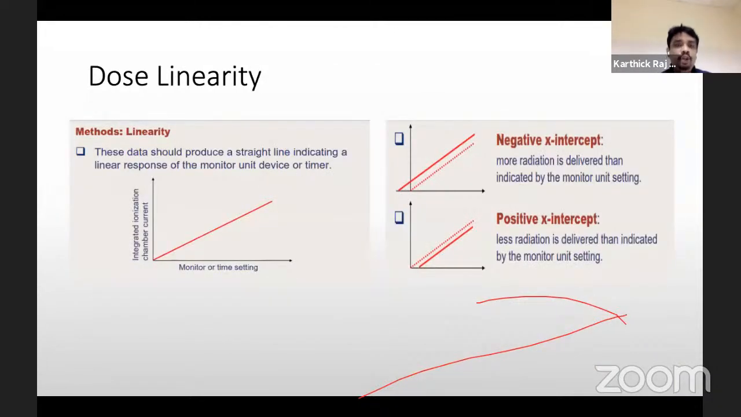Again, an important thing is dose linearity. When you get a new machine, we check the dose linearity and document it. Give 100 monitor units and note down the reading on the ionization chamber; say you get 10 nanocoulombs. Put 200 monitor units, you get 20 nanocoulombs, and 300 monitor units, you get 30 nanocoulombs, and it should be a straight line. This shows your dose is very linear. If you extrapolate back and see a negative x-intercept, more radiation is delivered, so there is no dose linearity. If it's a positive x-intercept, less radiation is delivered. Using this test, we can understand whether the linear accelerator has proper dose linearity or not.